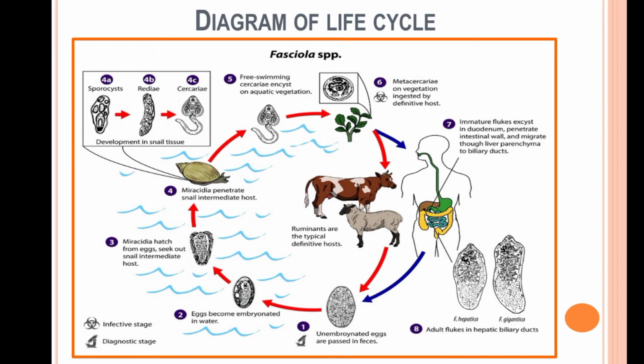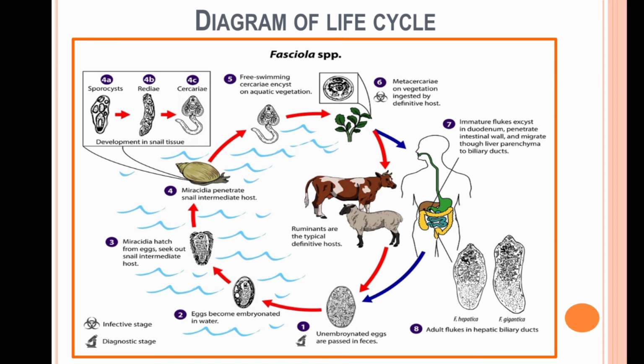Here is a complete diagram of life cycle of Fasciola Hepatica, starting from unembryonated eggs produced via feces of the definitive host, which develops in around 10 to 15 days to become embryonated egg in water. Then it hatches to produce miracidium, and miracidium swims and find out intermediate host, that is snail, and penetrate inside it. It will further develop to form sporocyst, then redia, then cercariae.